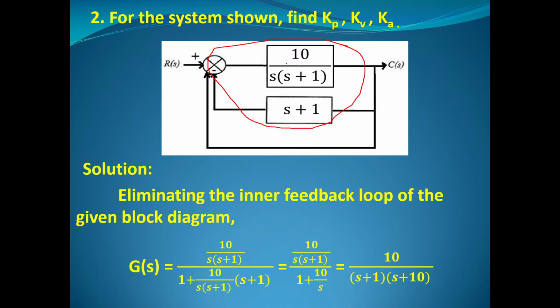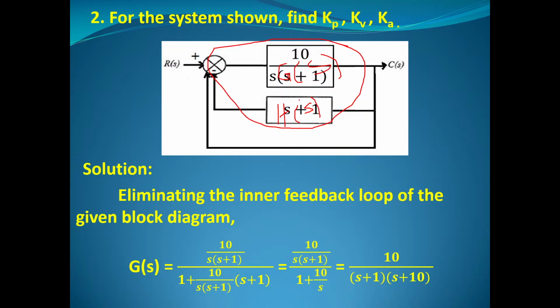This is G of S. This is our G of S. This is our H of S. And it is negative feedback. So what is the formula to eliminate this inner feedback? What is the formula?